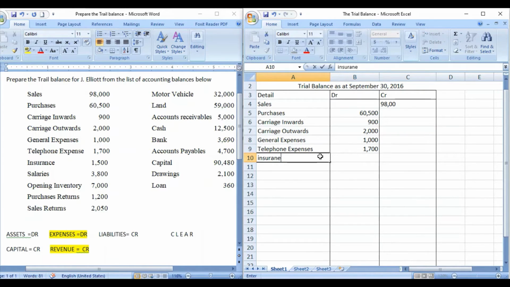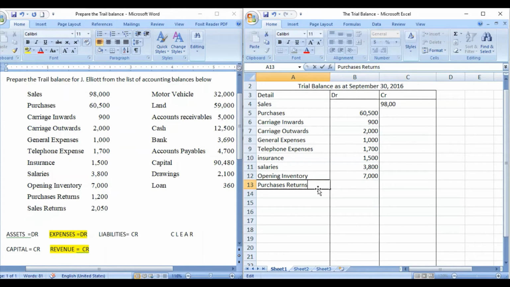Next account, insurance expense to the business, so we debit 1,500. Then we have salaries expense to the business, so we debit 3,800. Then we move to our next account, which is opening inventory.